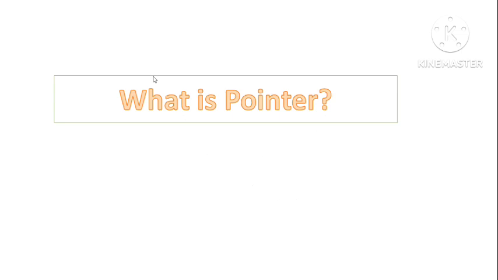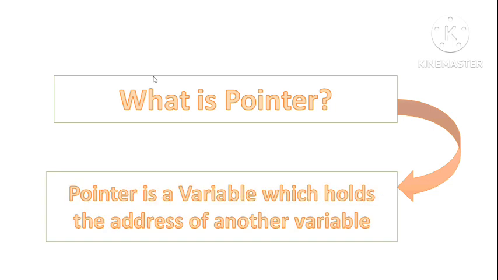A pointer is not like an ordinary variable. It is actually called a special variable. Normally the difference between a pointer and a variable is that a variable is used to hold data, but a pointer is used to hold an address. So a pointer is also a variable which holds the address of another variable. That's the definition of a pointer. Generally it holds the address of another variable.